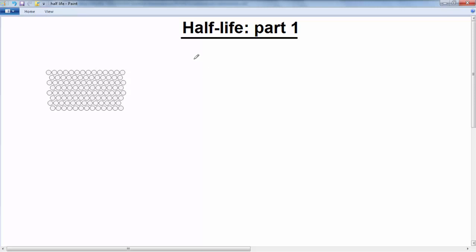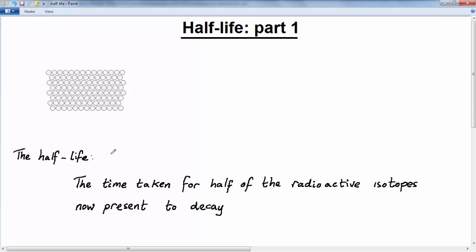Now, the term that we use to describe this is called the half-life. And we can say this, that within the half-life of the radioactive sample, exactly half of the radioactive isotopes now present will decay. Okay, let's just summarize that. So we can say that the half-life, which is given the symbol T, is the time taken for exactly half of the radioactive isotopes present in a sample to decay.